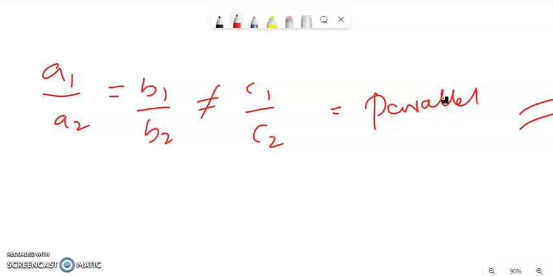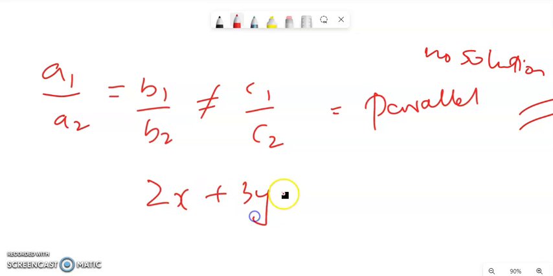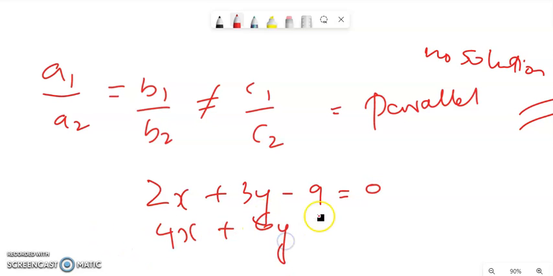In the previous case, the lines intersect and definitely I will have the solution at the point of intersection. That you will understand when I do the graph and solve the problem. In this case, they are parallel and there is no solution, obviously, because you will not be able to find a solution. Example, let me give you: 2x plus 3y minus 9 equal to 0, 4x plus 6y plus 10 equal to 0.